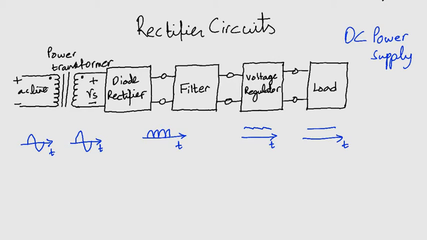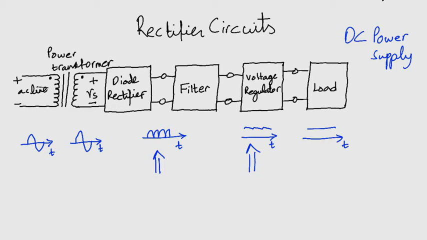Notice how the output waveform changes after every step. The diode rectifier output cannot be fed directly to the load because of its pulsating nature. We pass it through a filter to reduce variations in magnitude. However, ripples still remain that are a function of time.